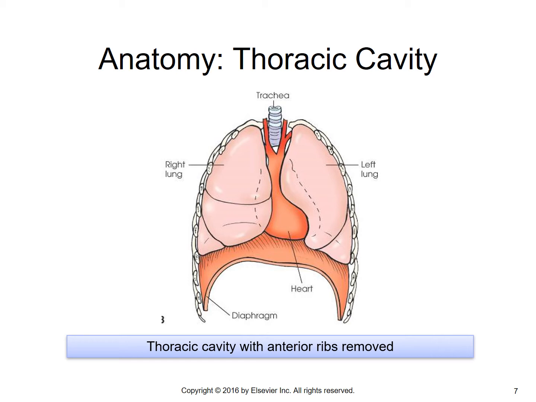You can see we've got a tube coming down called the trachea. That's going to allow us to breathe. And then we've got this very large muscular partition, which is going to partition off the abdominal from the thoracic cavity, and that's called the diaphragm. Of course, it says here the ribs have been removed, because obviously on a real person you'd have the ribs wrapping around, attaching to the sternum.